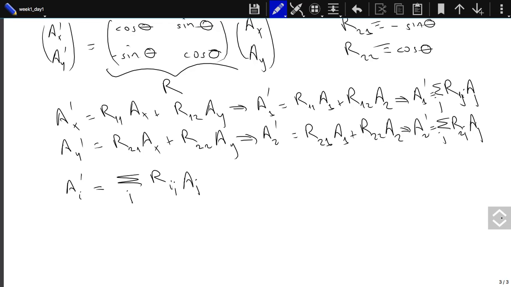And usually we don't put this summation sign. Whenever you see repeated indices, you understand that there is a sum over it. AI prime is equal to RIJ AJ. This is called the Einstein summation convention.